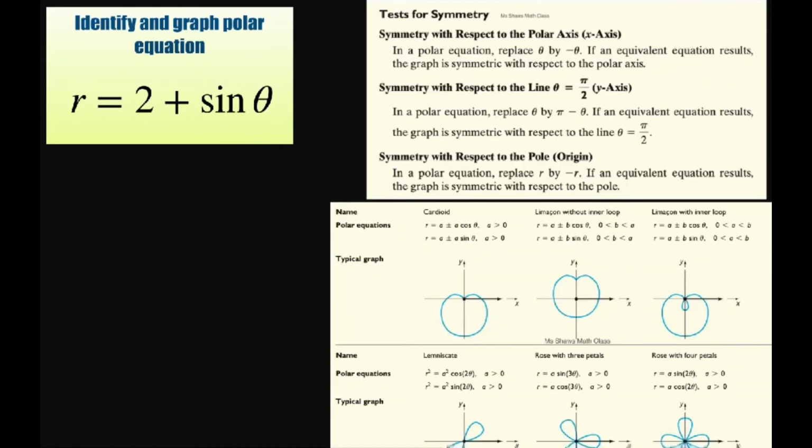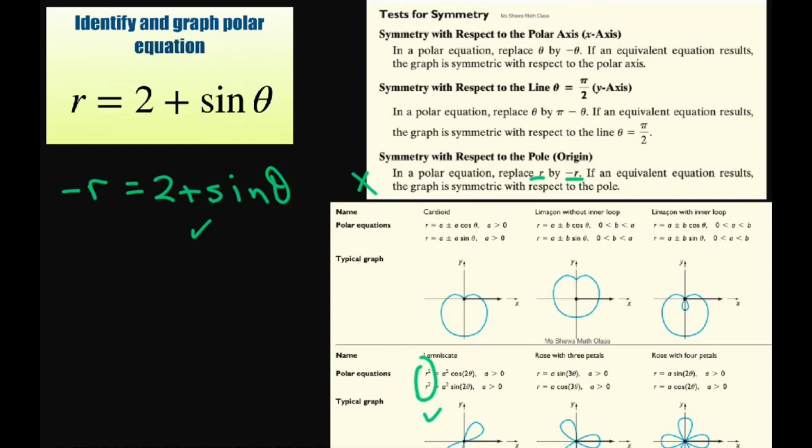Now the pole one is really easy. All you have to do is substitute your r with your negative r. So it's not the same, so the test fails. The only time this test works is when you have an r squared for this one here.